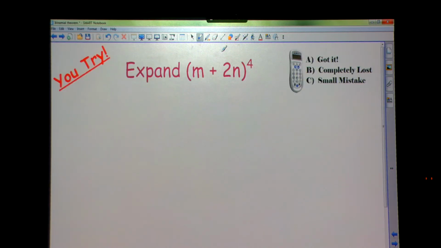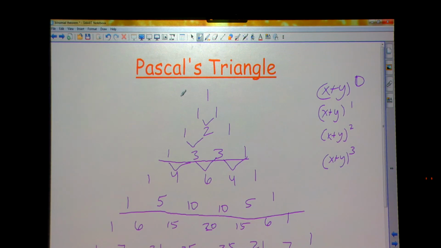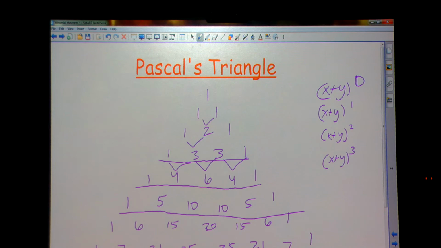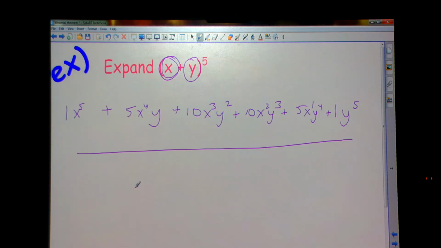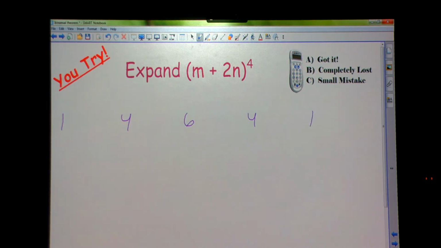Okay, you try. I'll go ahead and do this. To the 4th power. Okay, you can pause, of course, if you want to try it on your own. So pause the video, write it down, try it. But let's go back into the 4th power. So it's 0, 1, 2, 3, 4. So these are my coefficients. 1, 4, 6, 4, 1.